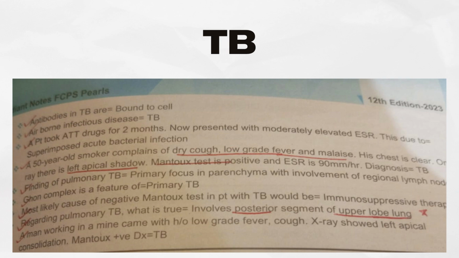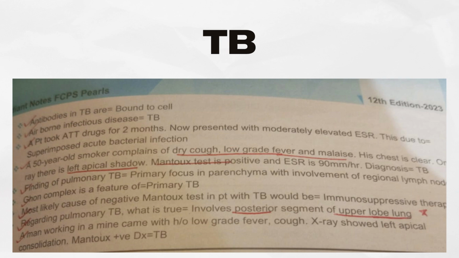A patient took ATT drugs, now presented with elevated ESR. This is due to a superimposed acute bacterial infection. A 50-year-old smoker complained of dry cough, fever, and malaise. His chest is clear. On X-ray, there is a left apical shadow. Mantoux test is positive and ESR is 90 mm per hour. The diagnosis is TB. Finding of pulmonary TB is primary focus in parenchyma with the involvement of the regional lymph nodes. The Ghon complex is a feature of primary TB. Most likely cause of negative Mantoux test in a patient with TB would be immunosuppressive therapy.